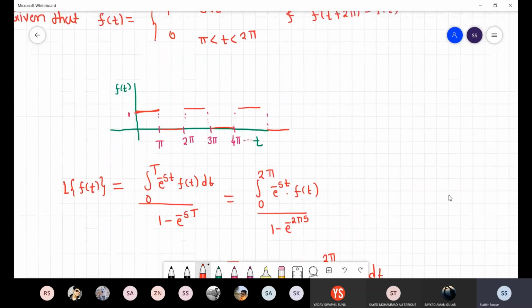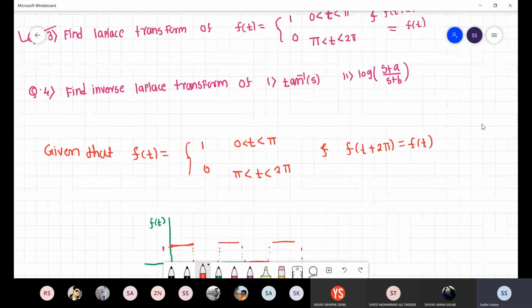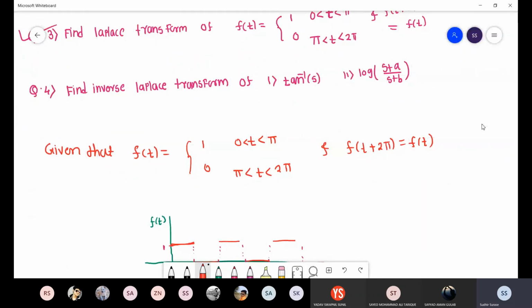तो चलो periodic का भी मैंने कर दिया. अभी लास्ट बचा है क्वेश्चन, tan inverse is log of s plus a. Do it in 2 minutes. First example, the tan inverse one, you have to find its Laplace inverse. Do this tan inverse and then right after 2 minutes I will come to you. Do it fast.